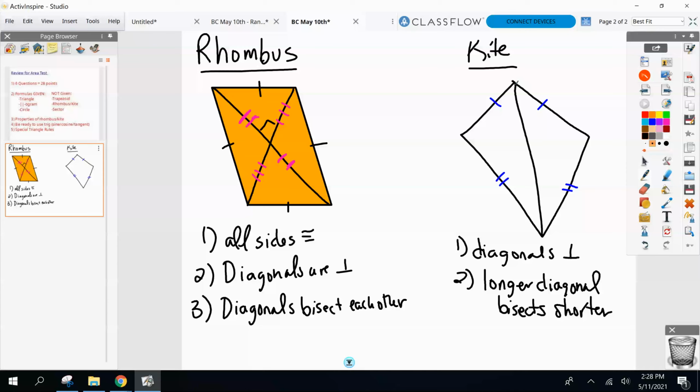So there's my longer, there's my shorter, bisected, and perpendicular. Again, why would I need to know that? Well, Pythagorean theorem, because you have 4 right triangles again, and then sine, cosine, tangent. That's why it's good to know diagonals are perpendicular in any figure. You can probably use Pythag or sine, cosine, tangent with them.